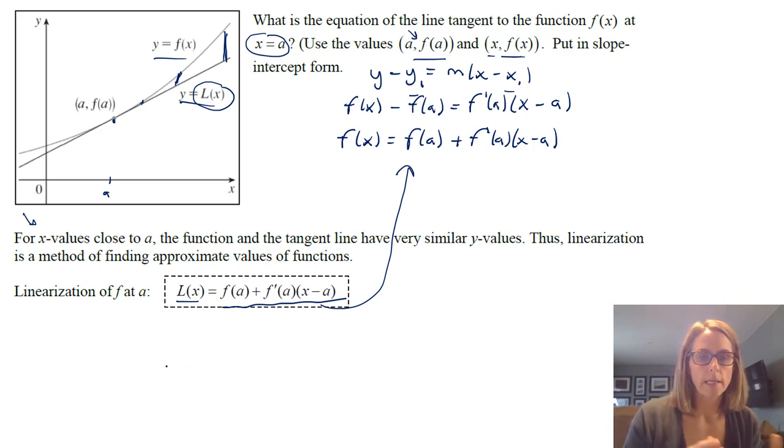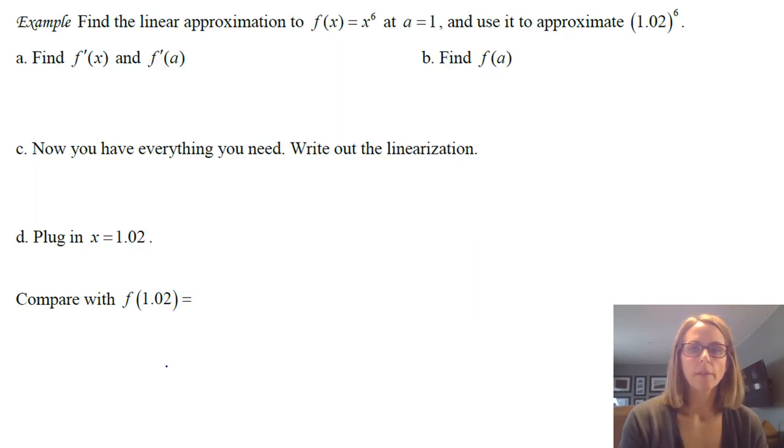So basically what it's saying is you can find y values just by using your function and its derivative and some value of A to find values very close to A. So let's take a look and see what we can do. Find the linear approximation to f of x equals x to the 6th at a equals 1. Use it to approximate the value of 1.02 to the 6th.